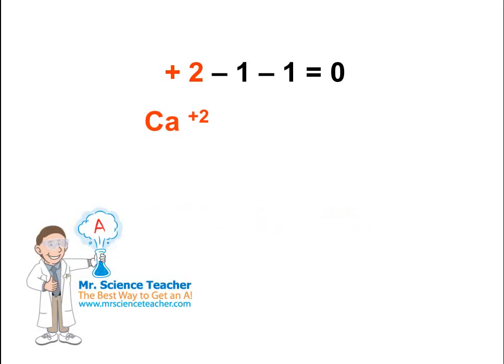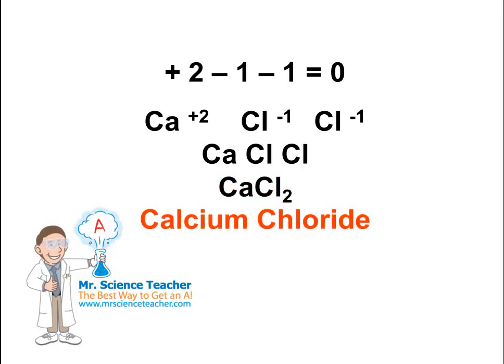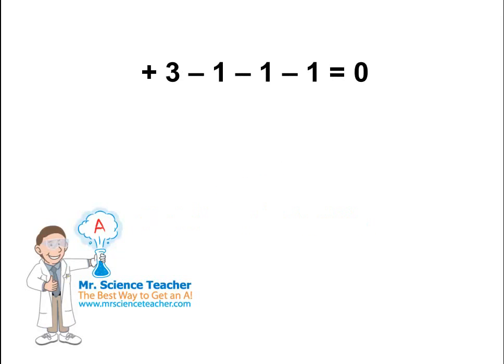Here's another one. Calcium is a +2. Cl this time is what I've chosen, and that's a -1. So I have another Cl for -1. Calcium, Ca, chloride, Cl, chloride, Cl. CaCl2. Calcium chloride. What about a +3, like aluminum?